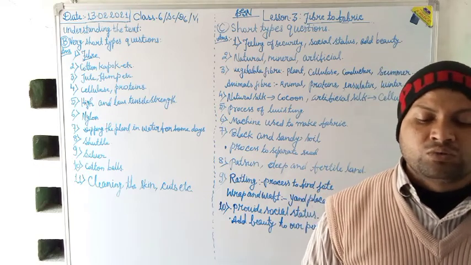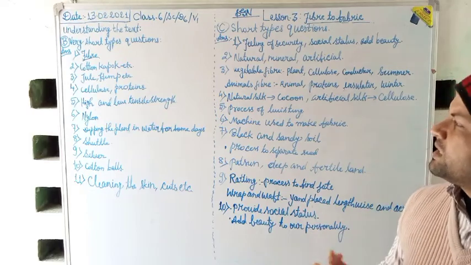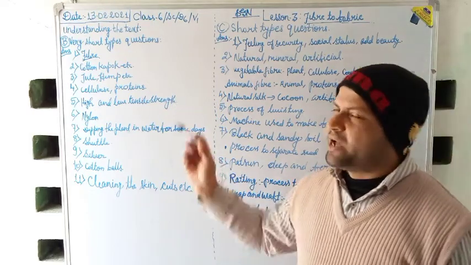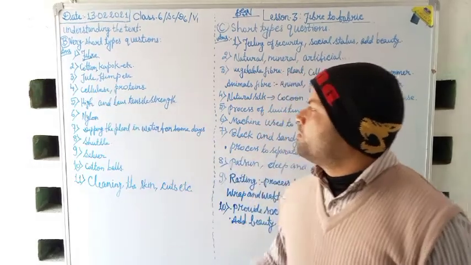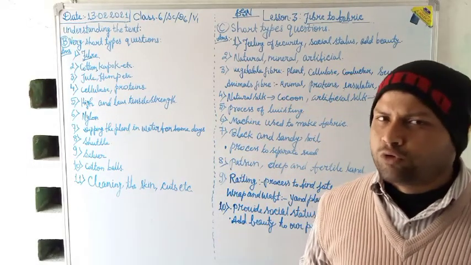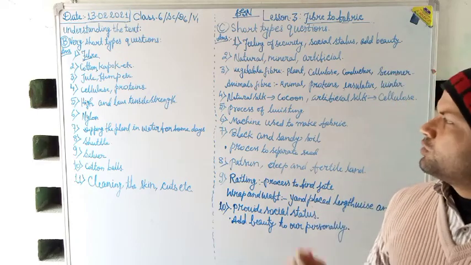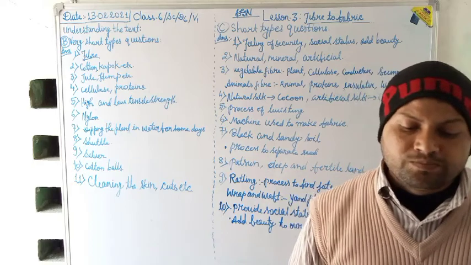Name the fibers which originate from seeds. The fibers that originate from seeds are cotton and kapok. That means the fiber obtained from seeds is cotton fiber or kapok fiber. So these are the right answers. Now let us move towards question number 3.